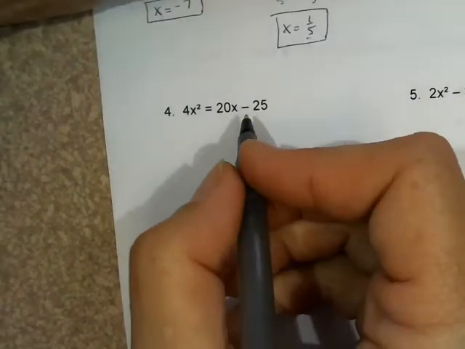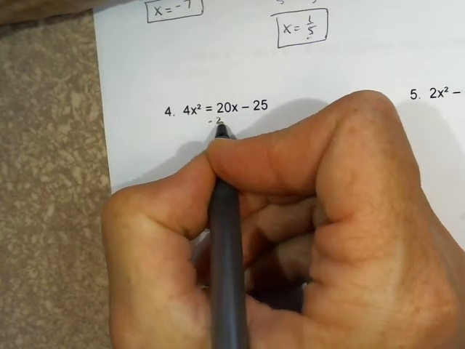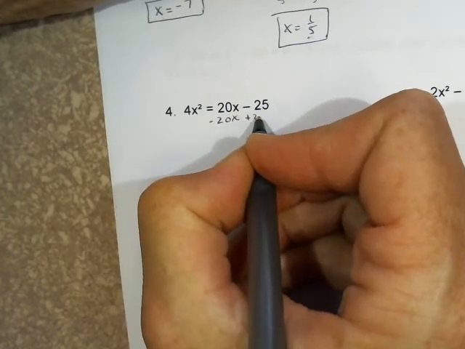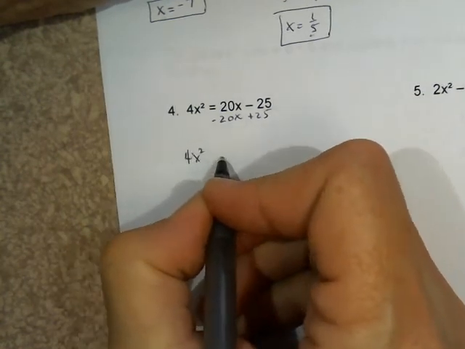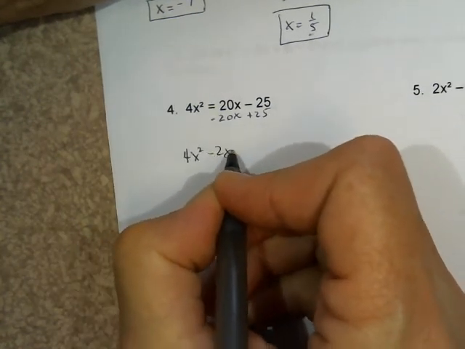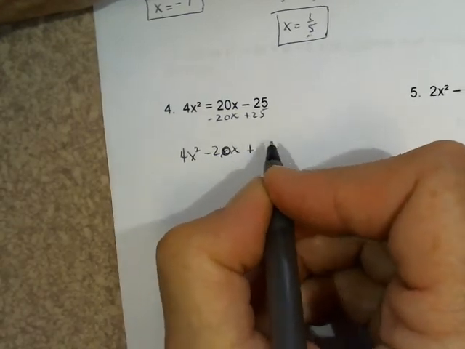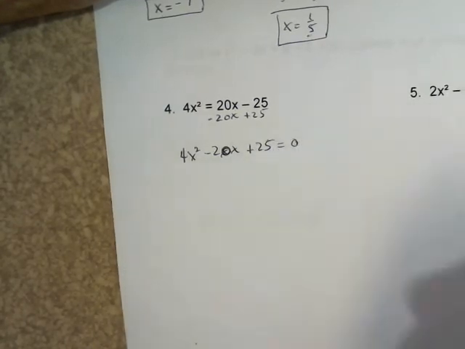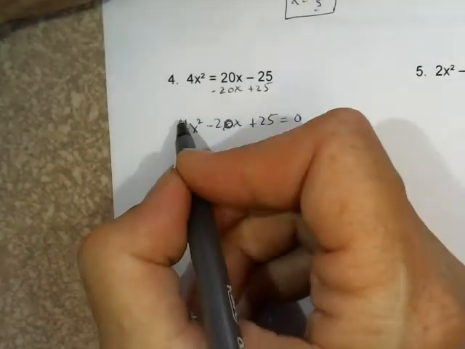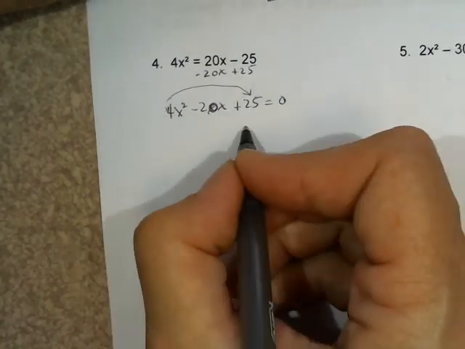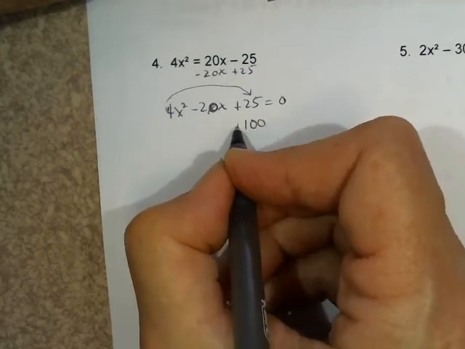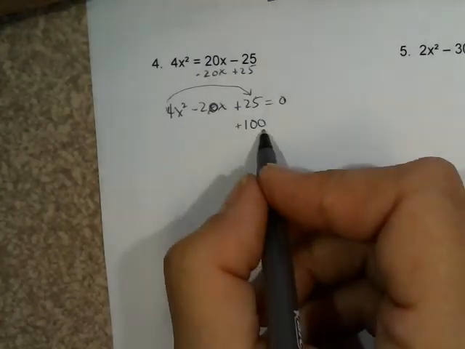In number 4, we've got to set it equal to 0, so we're going to subtract 20x from both sides and add 25 to get everything over on the left. So that becomes 4x squared minus 20x plus 25 is equal to 0. This is a factor in, factor out because of the 4 on the front, so 4 times 25 is equal to 100, positive. What are the factors of 100?